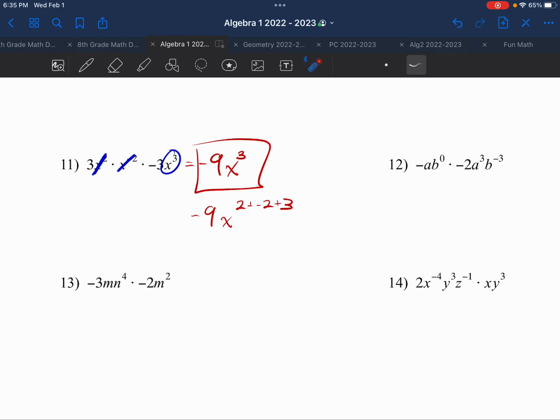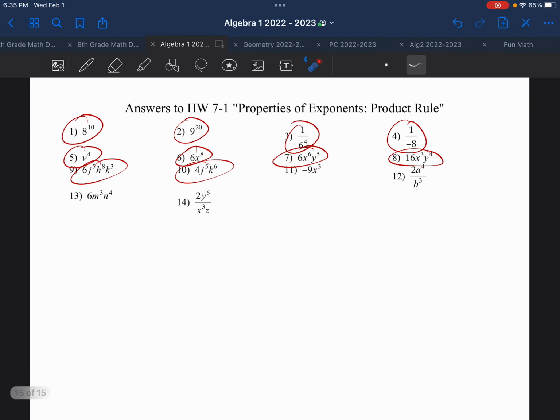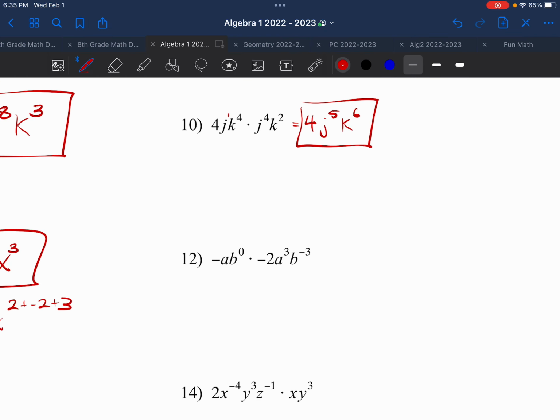Let's go ahead and check our final answer. Negative 9 x to the power of 3 for number 11. I'm going to do that in pen, though, for number 11. Moving on to number 12 now. Let's deal with the coefficients first. The coefficients, I only see a negative 2, so I'm going to copy down that negative 2. Let's look at the next variable. I see an a first and a first.